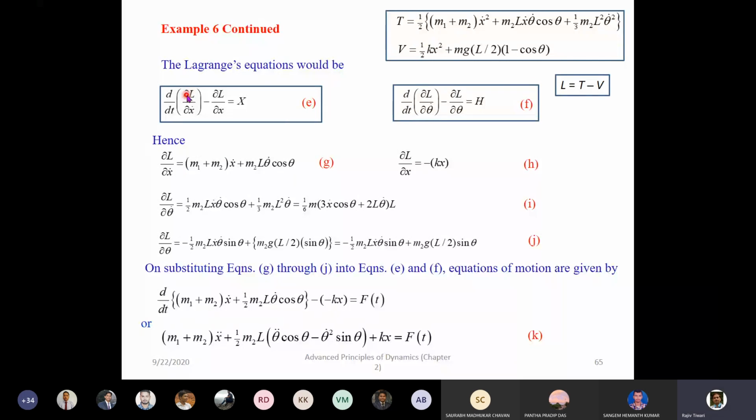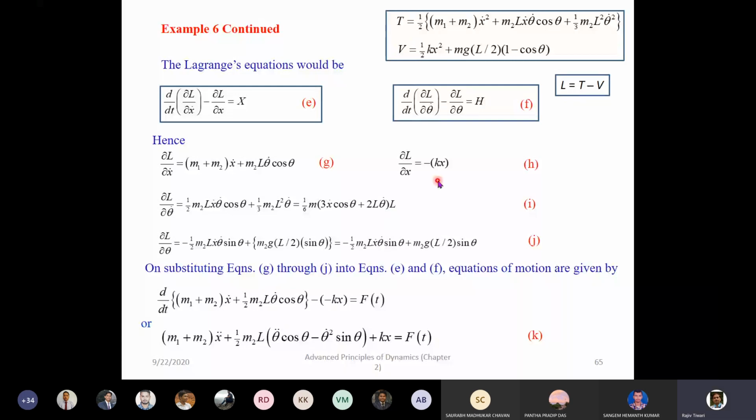Then in the second one, we have the derivative of L with respect to theta dot. If we do that, the first term will not contribute, the second term will contribute because theta dot is there, and then the third term also will contribute. Potential energy will not contribute. So this can be rearranged like this.